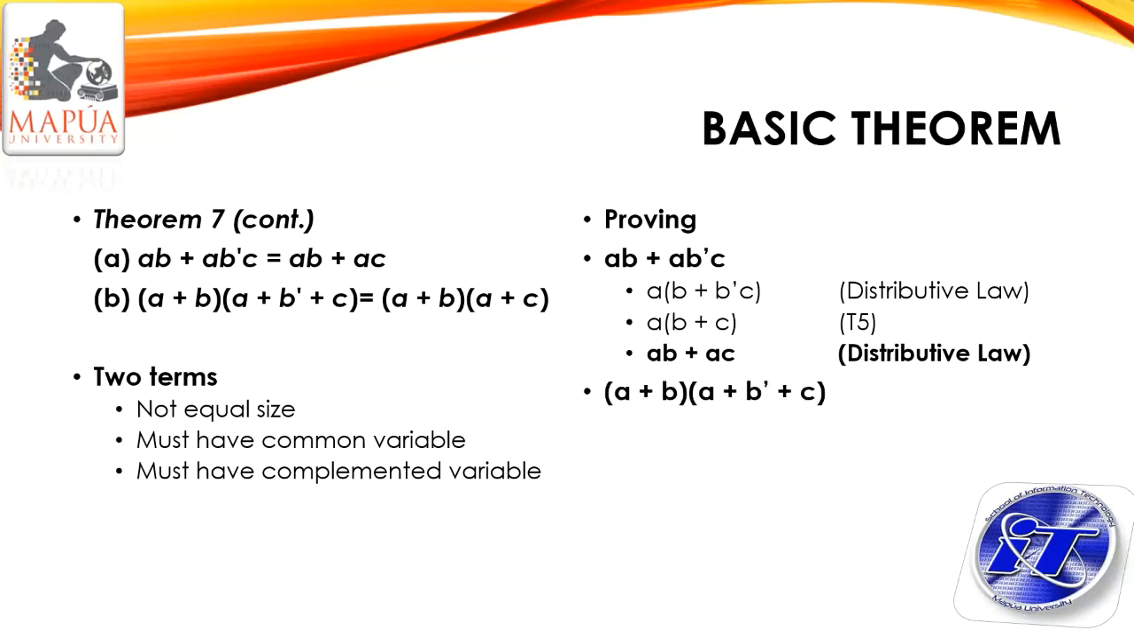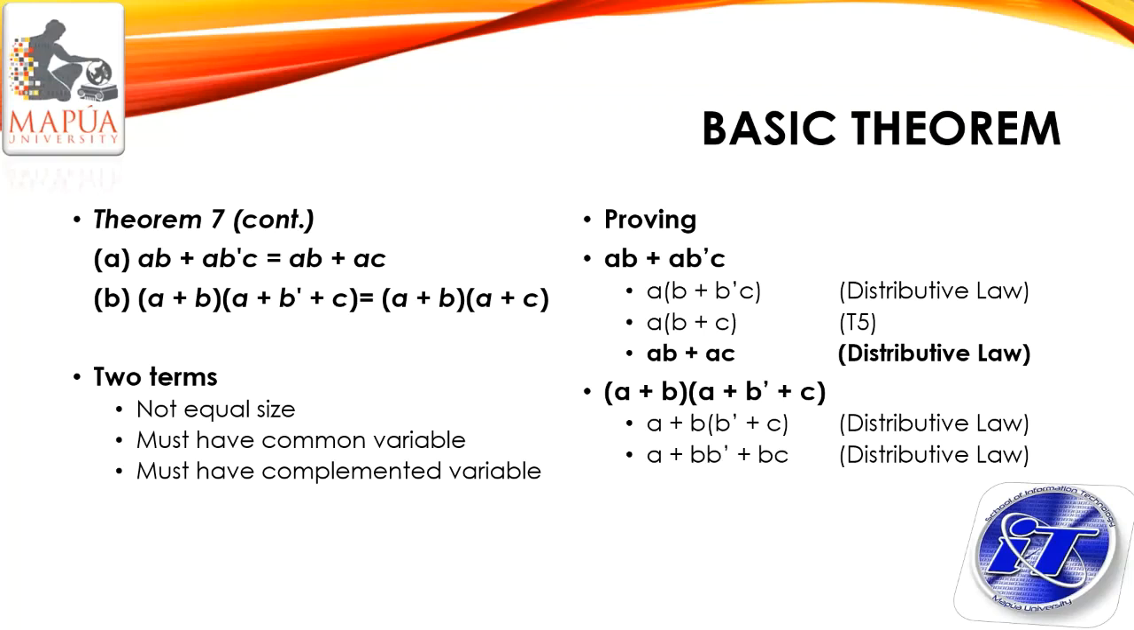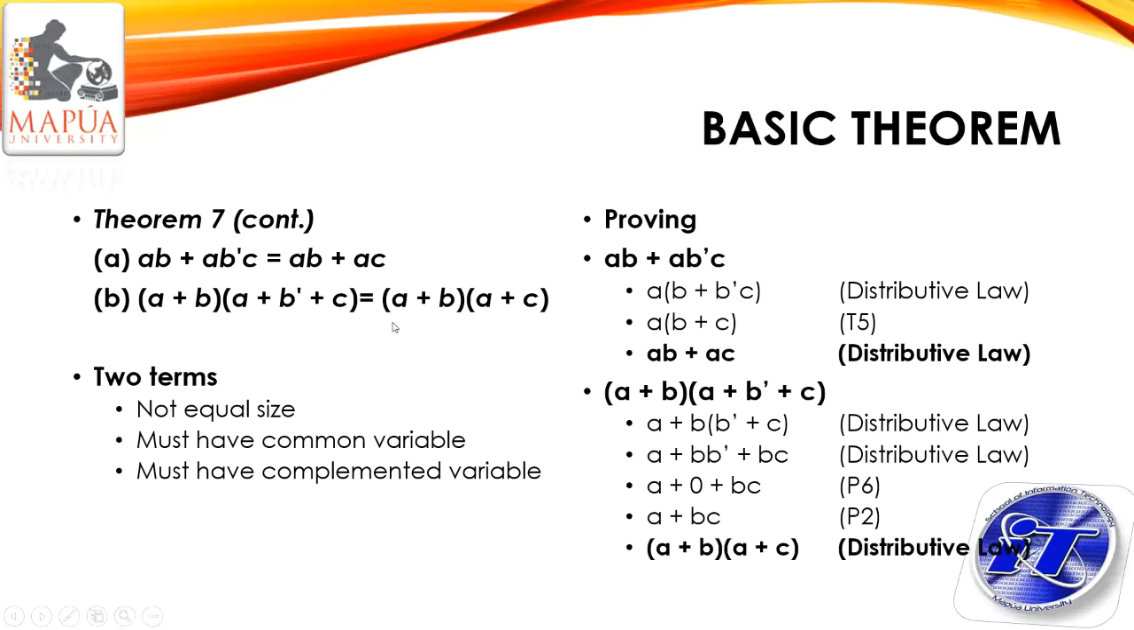Form B, using distributive law, we have this equation. Using distributive law again, we have this equation. And we all know that BB naught is equal to 0 based on P6. And anything OR to 0 is equivalent to itself. And using distributive law, we could separate BC, and A will be common between the terms. So we have A plus B added to A plus C, which is the same as the right side of form B of theorem number 7.